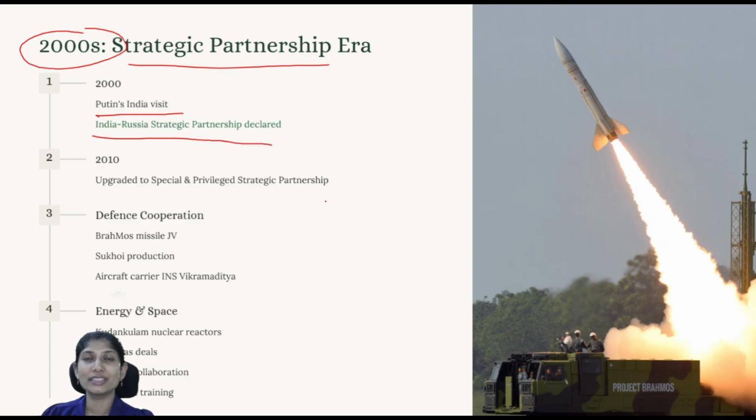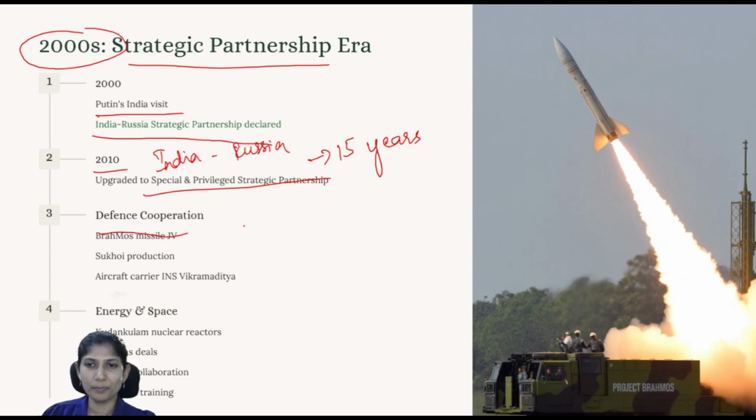As of now, we have entered 25 years of this milestone. And also in 2010, we upgraded the India and Russia relationship to a special and privileged strategic partnership. As of now, we are celebrating 15 years. Then defense cooperation, wherein we went from purchasers to co-producers with respect to the BrahMos missile, Sukhoi jet production, and aircraft carriers, right?